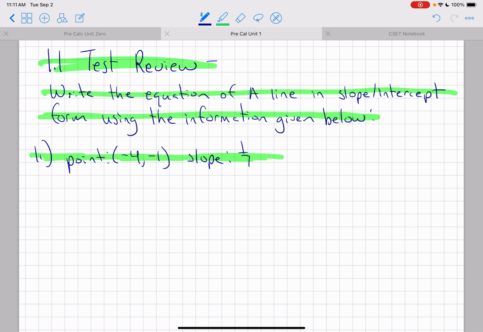All right, so I know I need to go in y equals mx plus b form. I know that m is a slope and b is a y-intercept. So I am sitting here and I'm like, okay, what do I know? I know a slope. Boom, boom. So I'm going to plug that in.